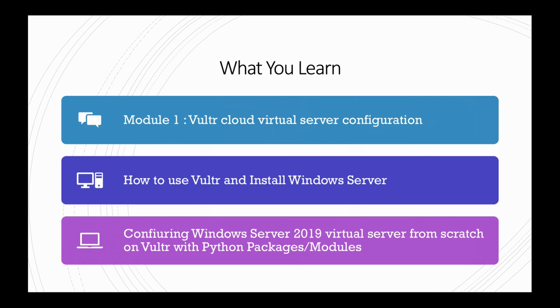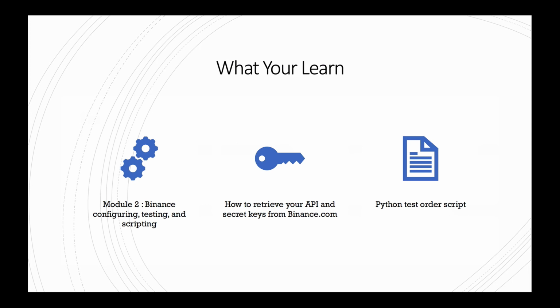Basically, there's another lesson here on how to use Vultr and how to install the Windows server, and the next section, which is about half an hour, covers configuring a Windows Server 2019 edition virtual server, knowing how to configure it from scratch on Vultr with the necessary Python packages or modules. Okay, what you're also going to learn in the second module, and the whole thing's probably just over an hour.